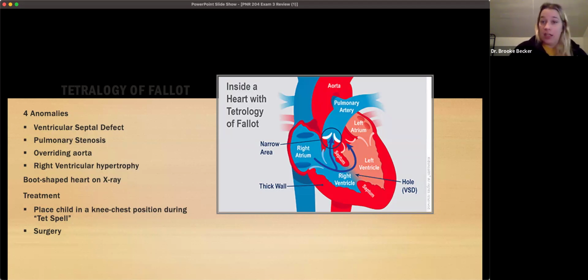But yes, you put their knees to their chest or have them squat down, and that will help get them through that TET spell. And the only way that they can fix tetralogy of Fallot is with surgery. And it's usually multiple surgeries, like in 3 stages. Okay.